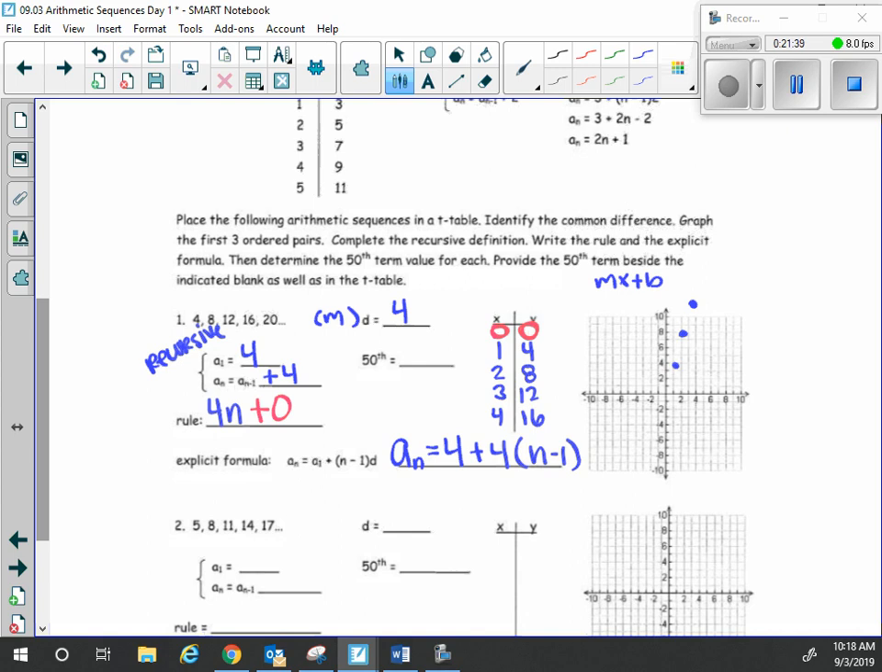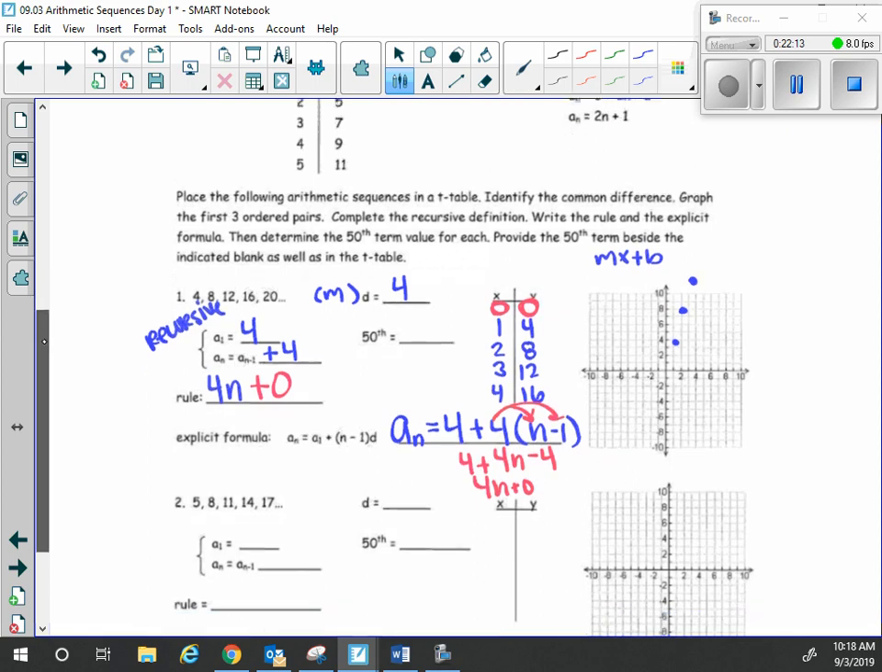Now, let's look back at this long rule down here. Can I simplify this at all? Yeah. How? Distribute the 4. So if I distribute the 4, 4n minus 4, bring down the other 4, and what does that give you? 4n plus 0, or just 4n. The explicit rule, simplified, is just slope-intercept form. Okay? So let's look at the next one.